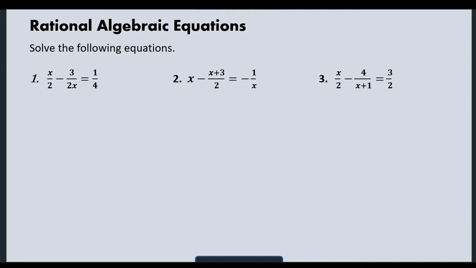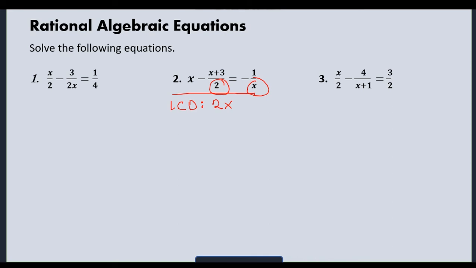Let's solve for problem number 2. So again, first, let's proceed with getting the LCD. Look at the denominator. The denominators here are 2 and x. So obviously, there are no common factors for our denominators. So that will be our LCD.